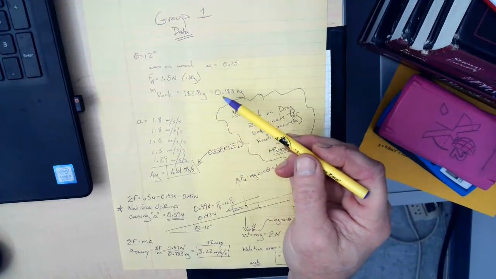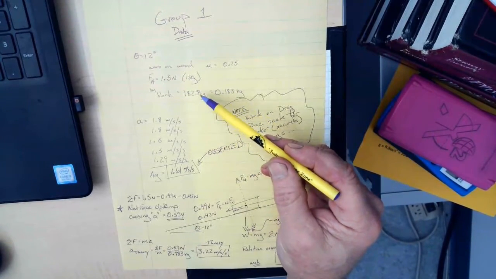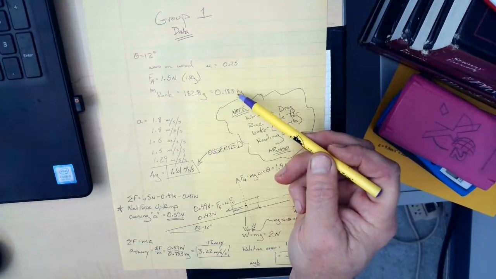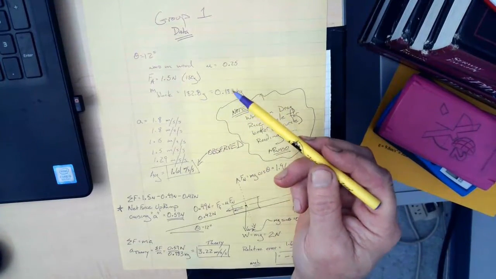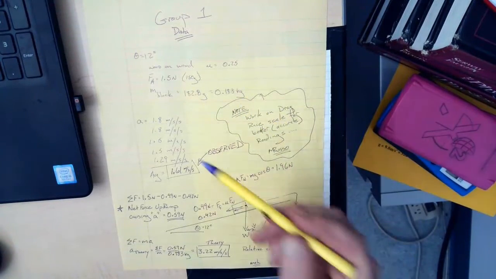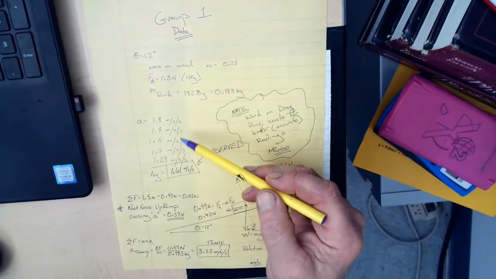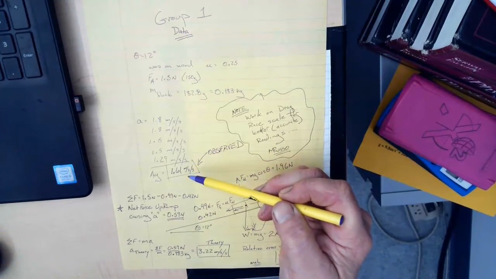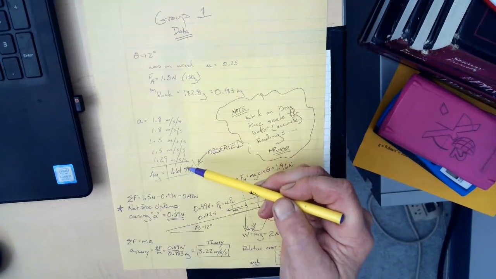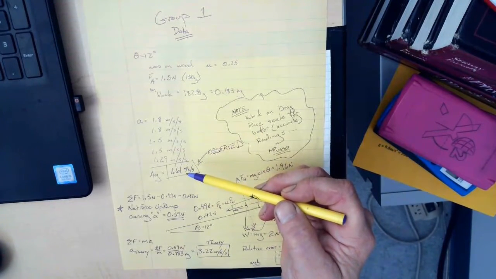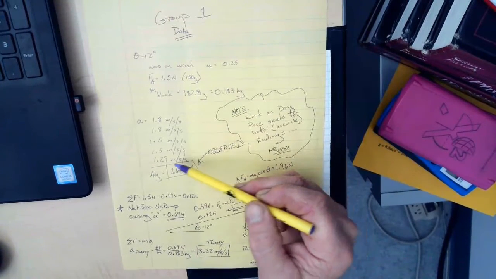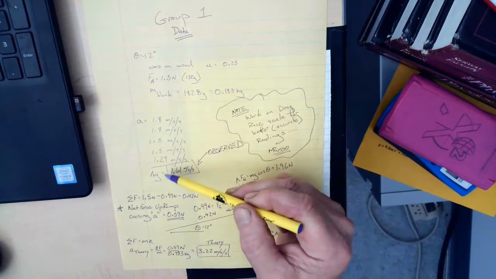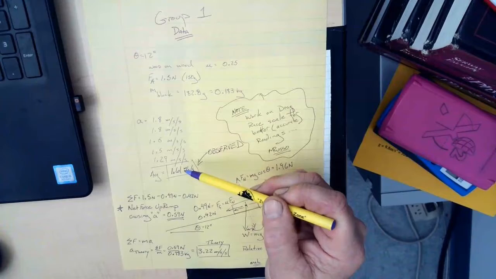And we massed the block at 182.8 grams, or convert that to our base units, 0.183 kilograms. Then we ran the trial several times, and in retrospect, I did a bad thing, which was I helped them scrub their data and lost a couple of heavy values because they didn't seem to line up. But in retrospect, that would have brought this average acceleration up a bit.